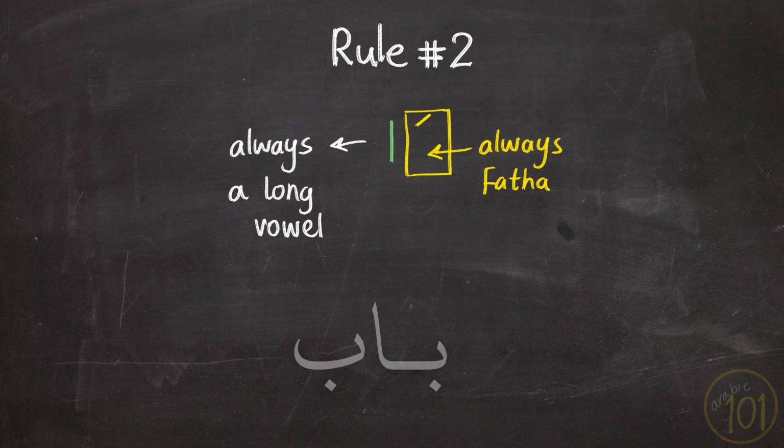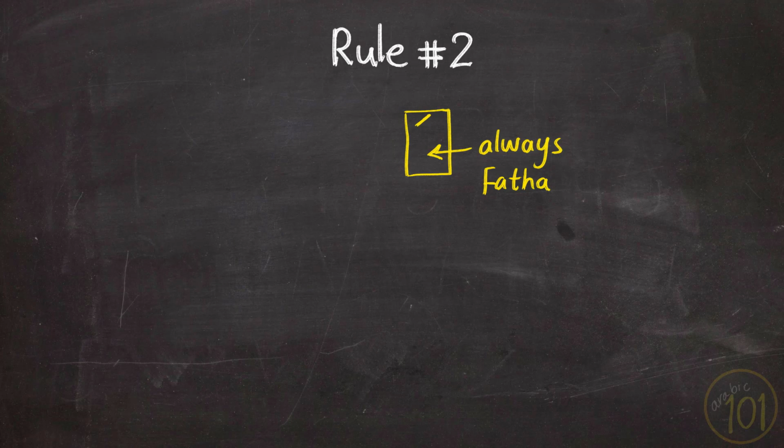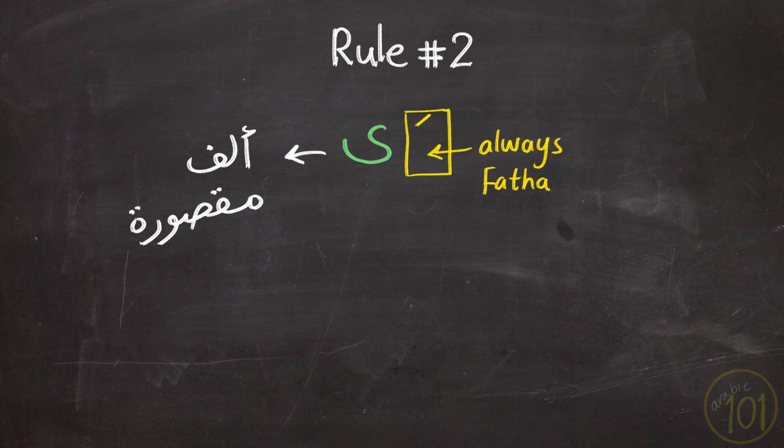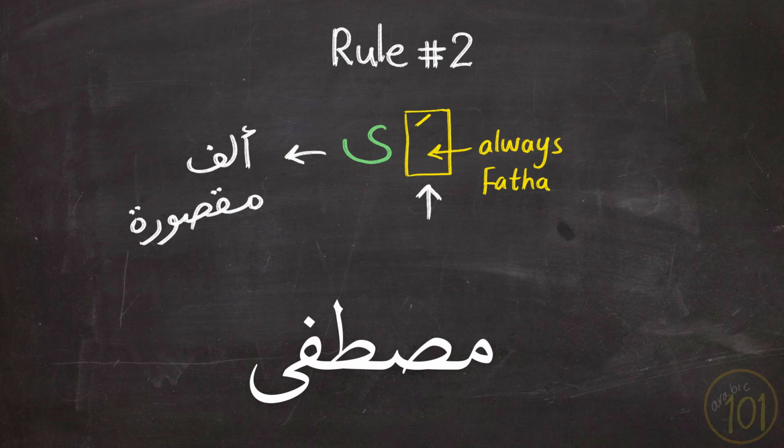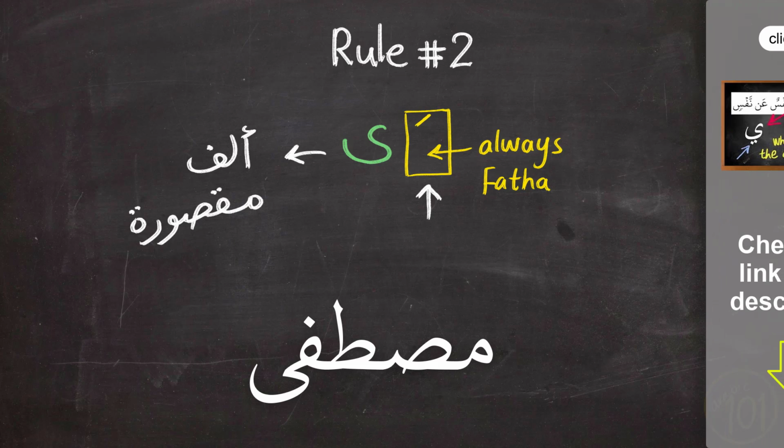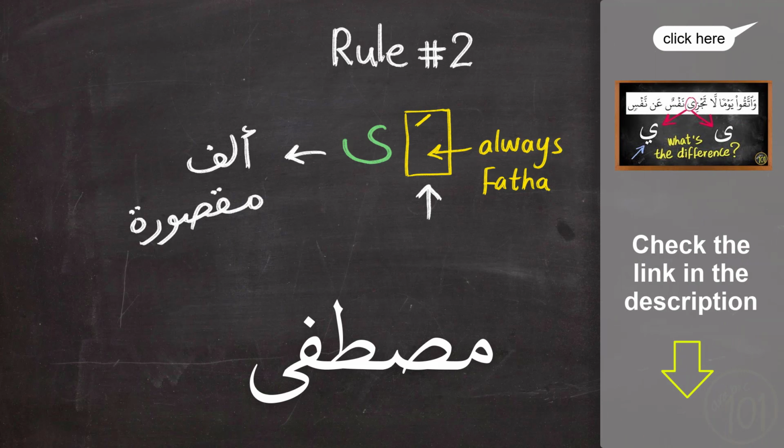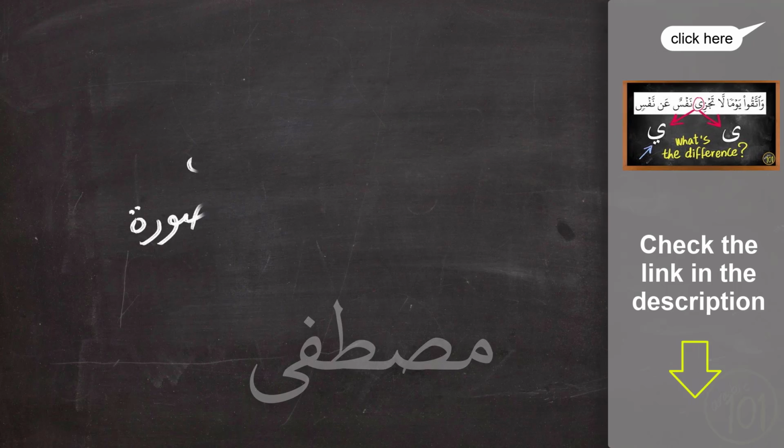Like the word bab. Notice that the alif could also take this shape when it comes at the end of the word. We call it alif maqsoora, and the same rules apply here too. So before it, you will always see a fatha as well, like in the word Mustafa. If you want to learn the difference between the alif maqsoora and alif and how to pronounce it properly, then you can check out this lesson.